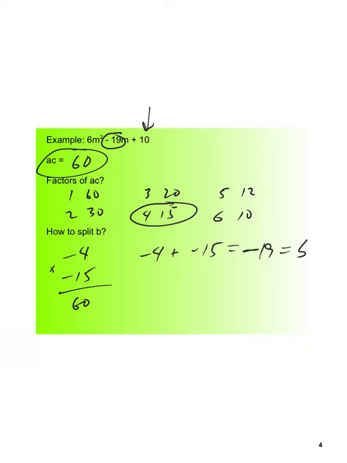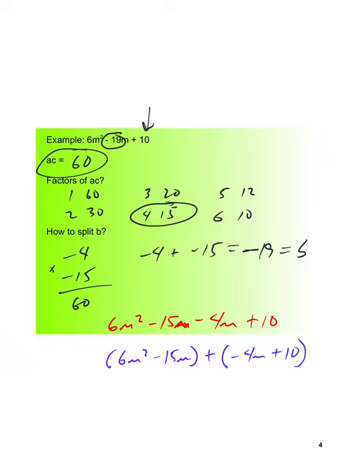So when I rewrite my polynomial here, I have 6m squared minus 15m minus 4m, and again, it doesn't matter if you go minus 4, then minus 15 or vice versa, and then plus 10. So from here, I'll group them. And so I'm going to put in parentheses 6m squared minus 15m plus, and then in parentheses, negative 4m plus 10. Again, I always put that plus in between here, and then just carry that minus into the actual parentheses there.